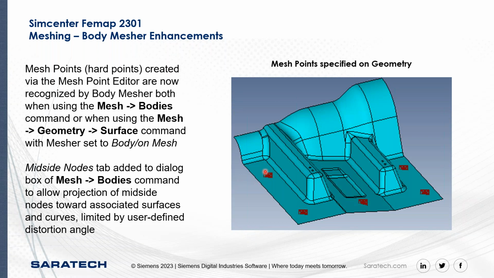Talking to the picture here, we've created some hard points on this body. Say we want a node specifically at that location. We could set our hard points there, and now the mesh bodies command would recognize those hard points and give us a node at that exact location. If we needed to, say, apply some boundary conditions to it, maybe some fixities, or extract bolt loads at that location, we now have the ability to do that.